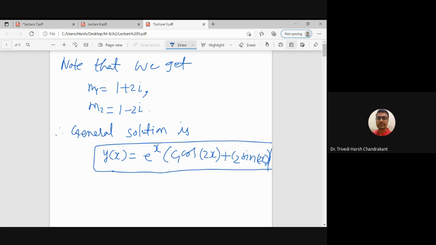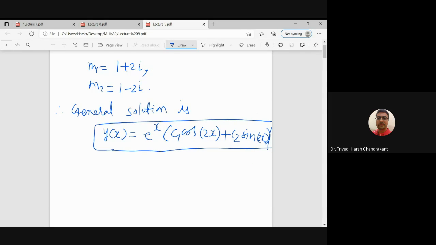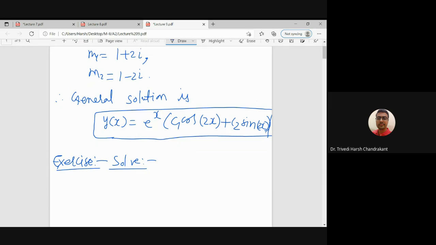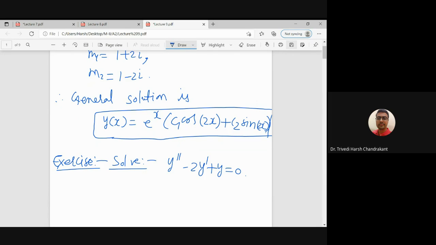So by discussing these three cases, we will be able to find the general solution. Let me give an exercise. For the second case, we did not discuss any example. So you may write down the solution of the equation y double dash minus 2y dash plus y equals 0. Check whether this is the second case, first case, or third case, and in this case, write down the general solution.